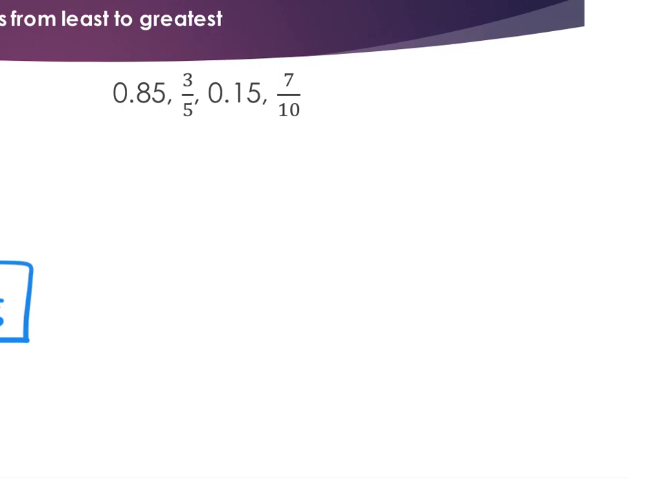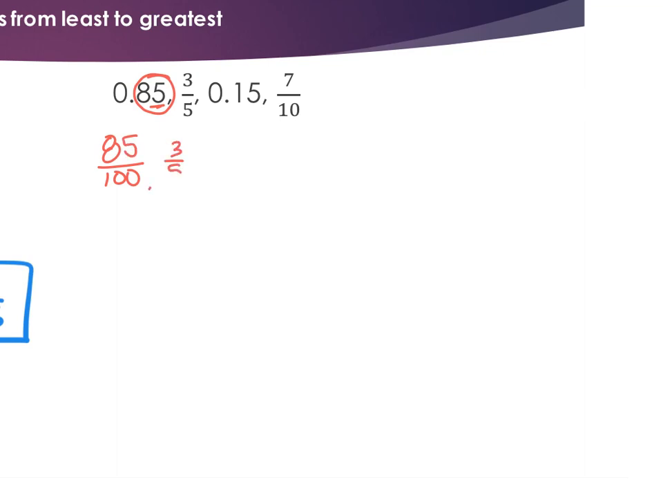So I'm going to look at the number that's furthest to the right. The number that's furthest to the right is a 5, and it is in the hundredths place. So on the bottom of my fraction is going to be 100. And on the top is going to be everything that's behind the decimal. So I have 85 over 100.